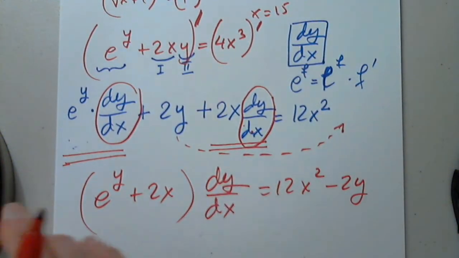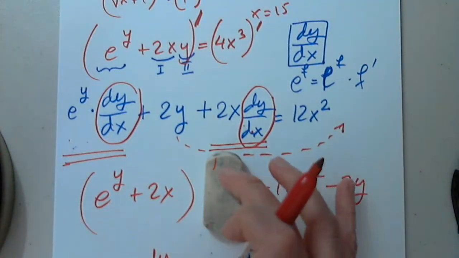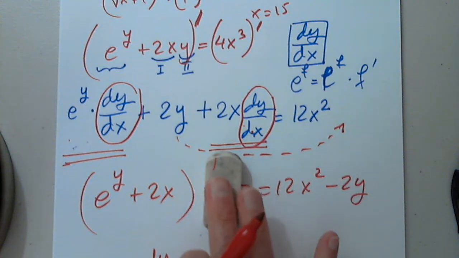So then when I solve for this, how do I solve for it? You put the dy dx term on top. This is one unit. No one can break this apart. I'm solving for this.